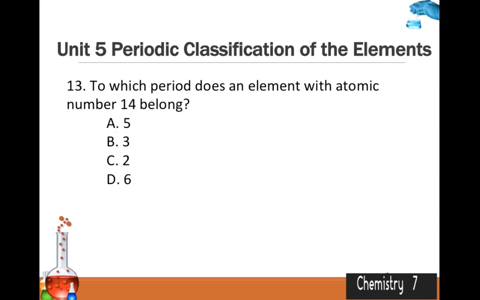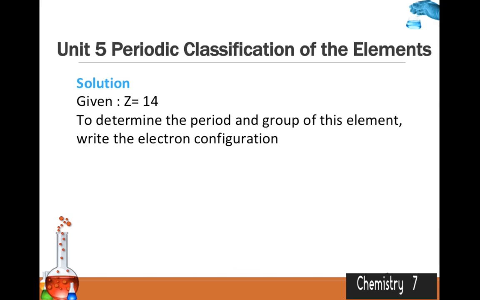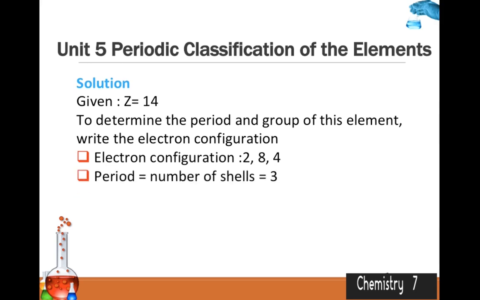To which period does an element with atomic number 14 belong? 5, 3, 2, or 6? To determine the period and group, write the electron configuration. 2, 8, 4. The period is the number of shells, or 3. The answer is B, 3.